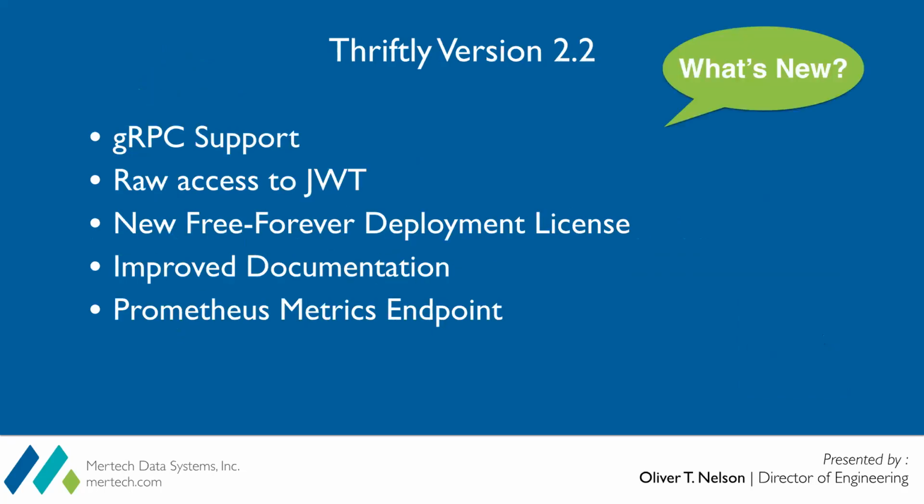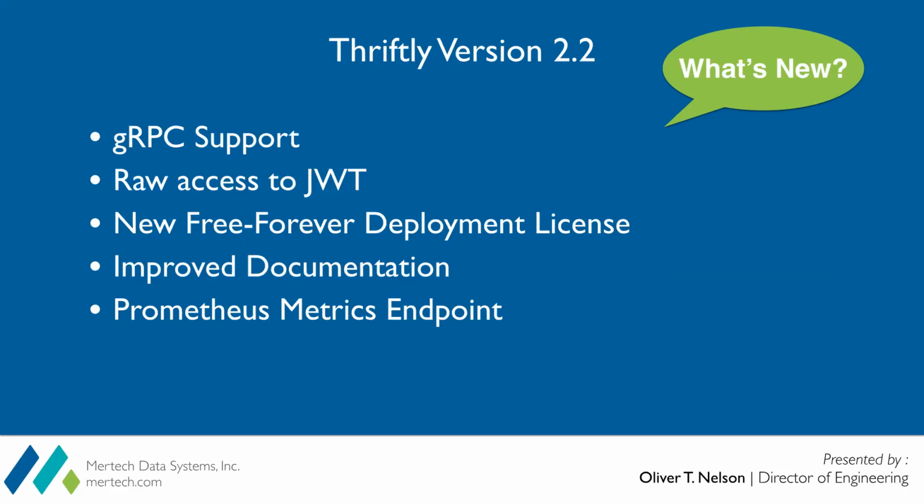So what's new for Thriftly version 2.2? Well, first off, we've added GRPC support, and we'll talk about that a little bit more in just a couple of minutes. But that's related to Google's protocol buffers and an RPC framework for that. In addition to that, we've added raw access to the JSON Web Token interface. And again, we'll go into that a little bit more.